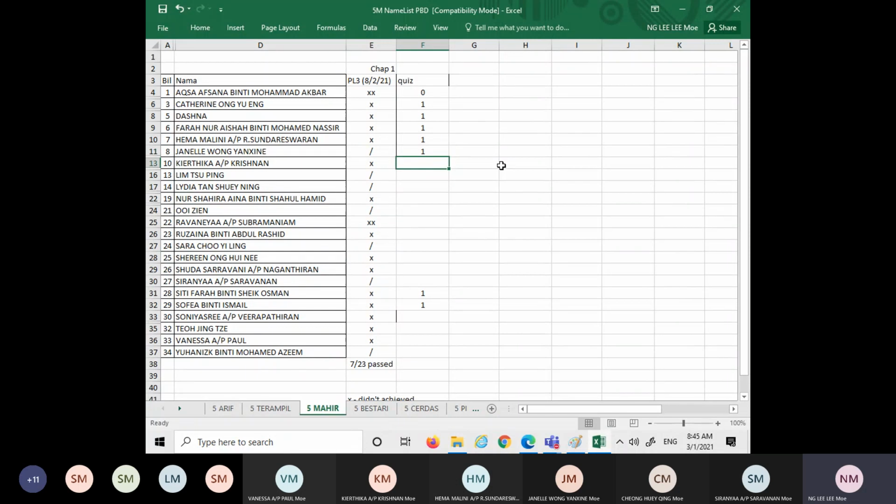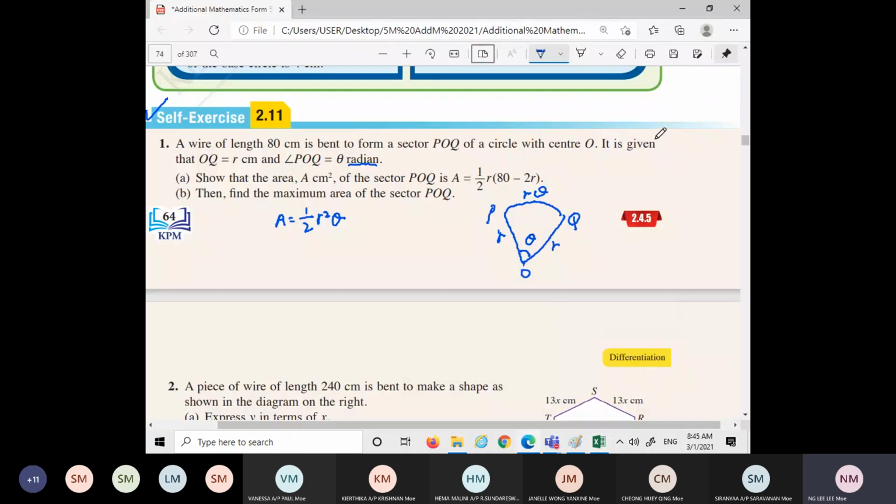Okay, next girl is Kritika. Wait, let me think. What question did I ask? Okay, Kritika, you see the area of the sector is this, half r square theta. But they ask you to show, to prove this one, a different one. As I mentioned just now, because you want to find the differentiation, you cannot have two variables here. Here I have r and theta, but here they don't have theta. So how do I relate the r and the theta?